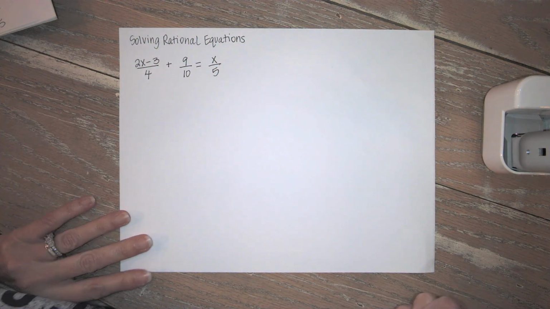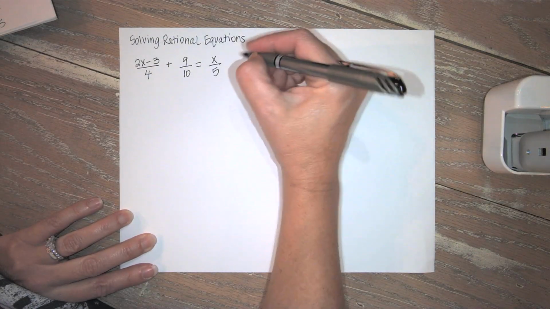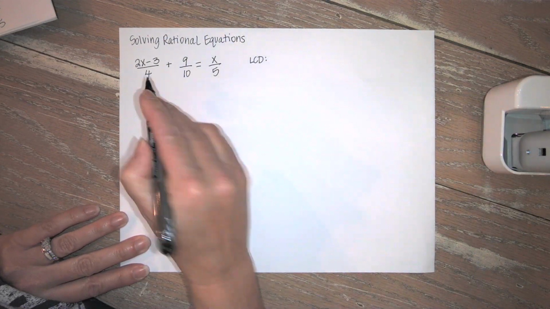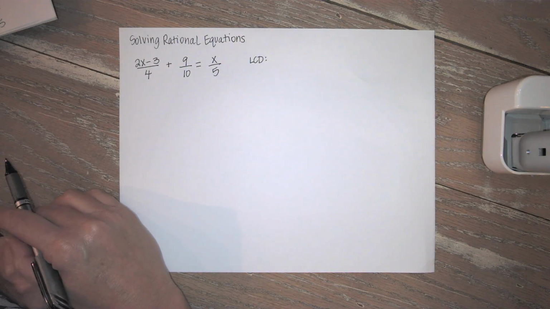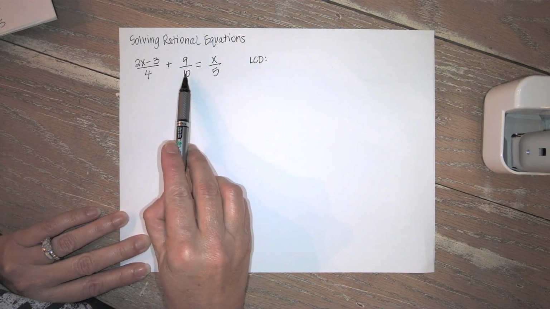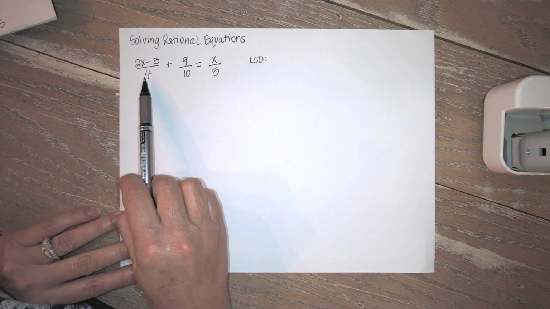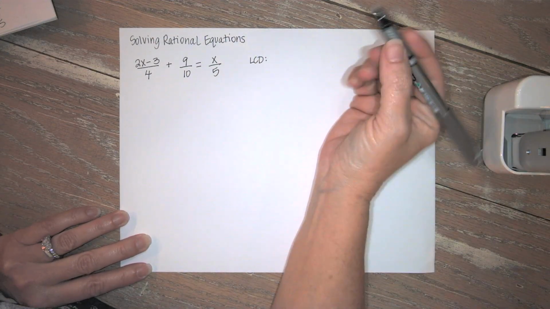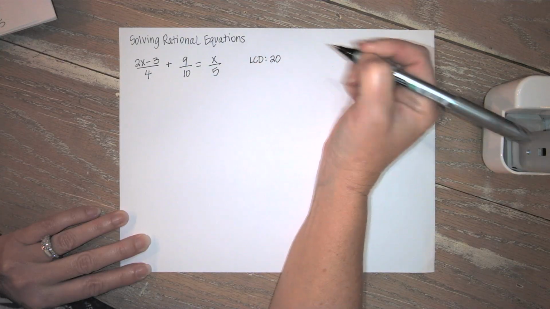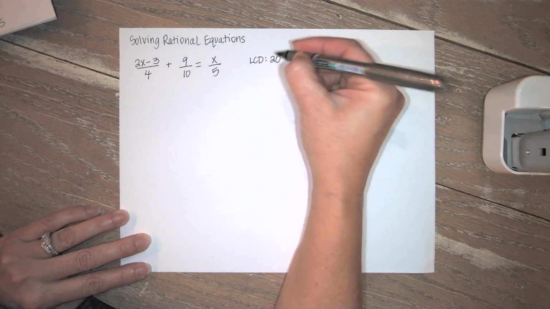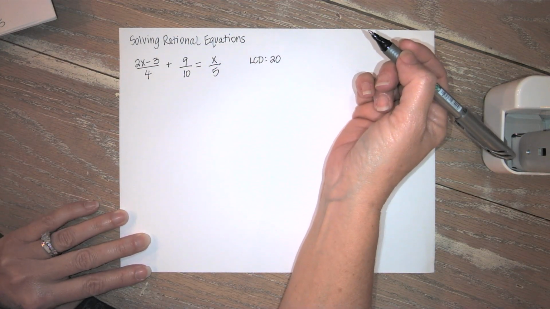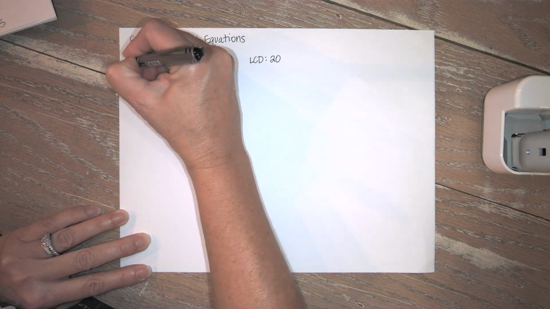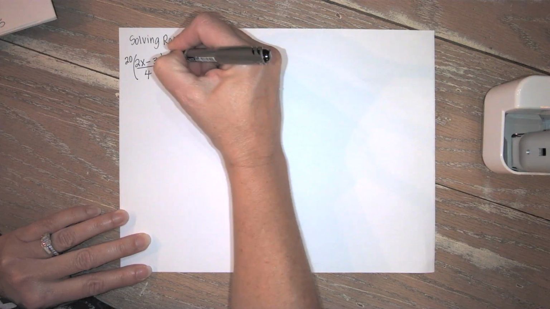The way we get started on a problem like this is we are going to look for the least common denominator for all of the rational expressions in the equation. In this one we have all number denominators, so we're looking for the least common denominator for 4, 10, and 5. That is going to be 20, the lowest number that 4, 10, and 5 all divide into evenly. And we are going to multiply all of the parts of the equation by that common denominator.